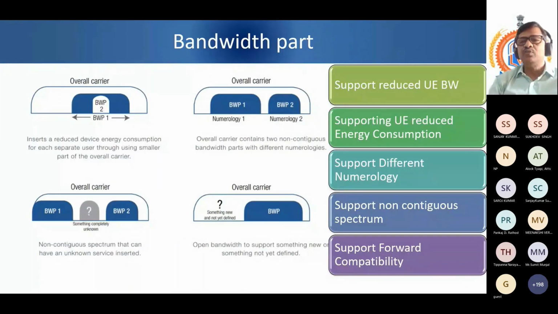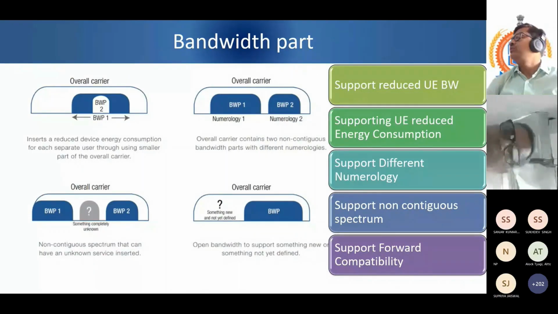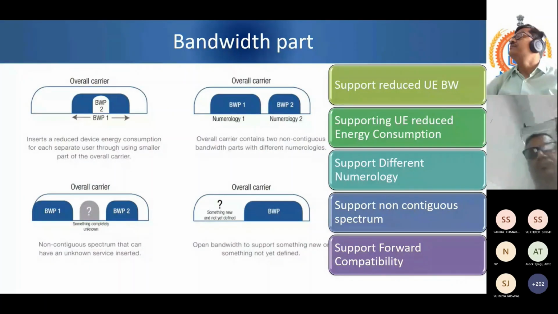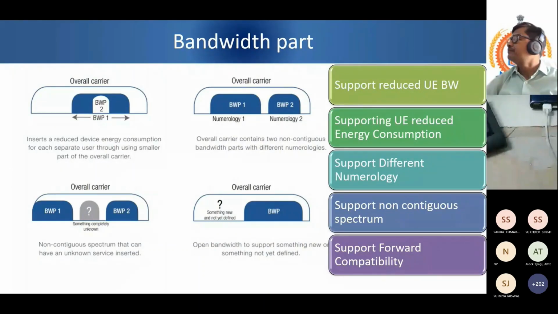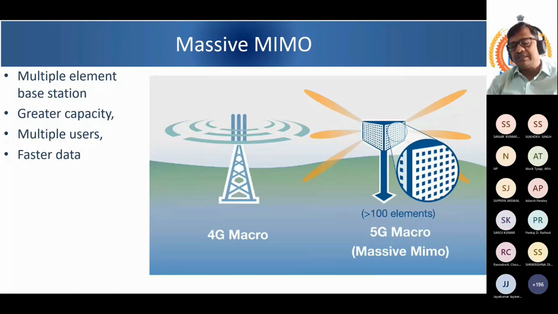Your 4G phone supports 20 megahertz channel bandwidth, and it always operates on 20 megahertz, whether you are just doing internet browsing or downloading a movie or watching YouTube. Always the electronics used is the same, so power consumption is high. Through bandwidth part, for each separate user you can use a lesser part of the bandwidth to reduce the power consumption and also to support IoT devices. Okay, let me go beyond. Then there is a concept of massive MIMO in 5G.